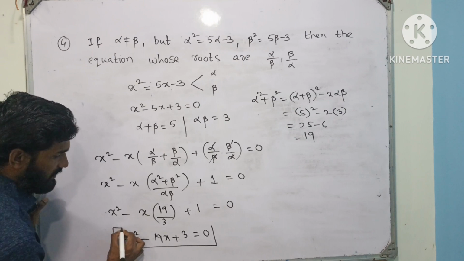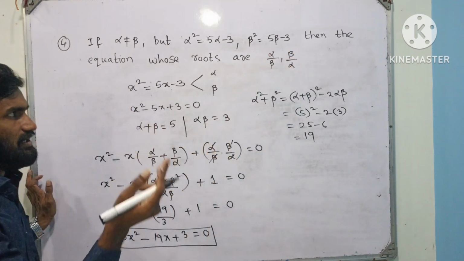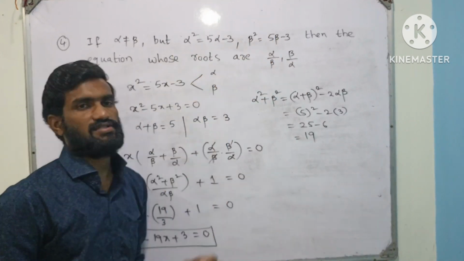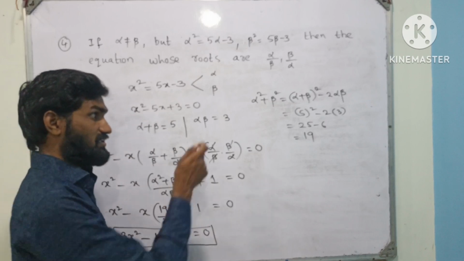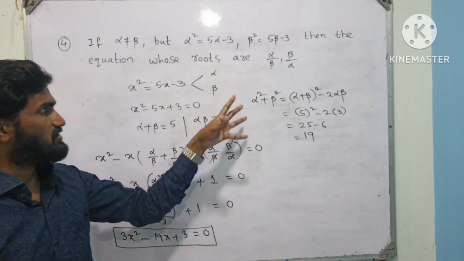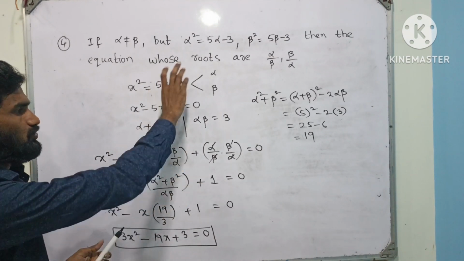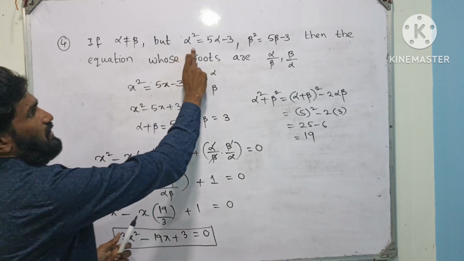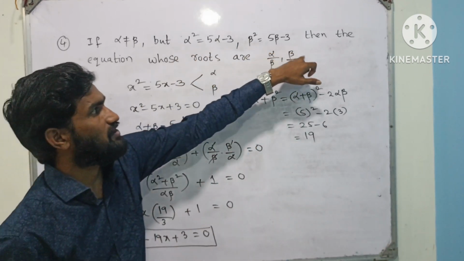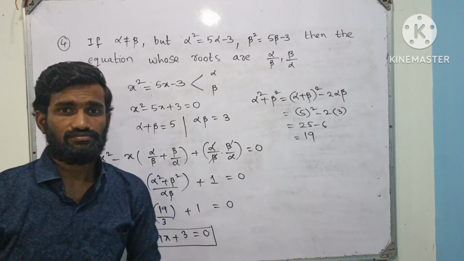This is the required equation whose roots are alpha by beta, beta by alpha. If alpha square is equal to 5 alpha minus 3, beta square is equal to 5 beta minus 3, this is the previous advanced equation. Okay, so just observe this one. This is very easy to solve if you know how to form an equation if these two are given, and after that you have to know how to form an equation if these two are the roots of an equation. Very simple. Just observe this one.